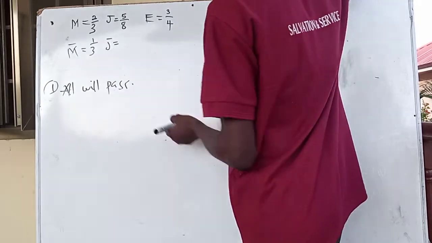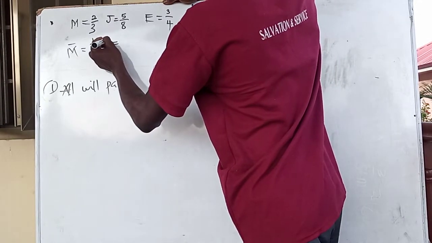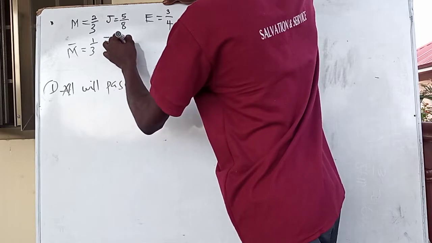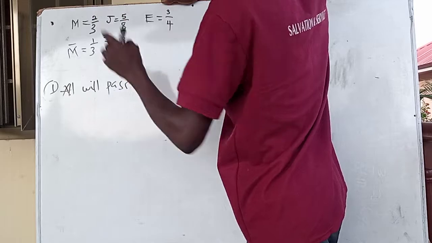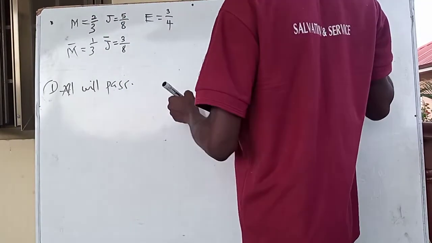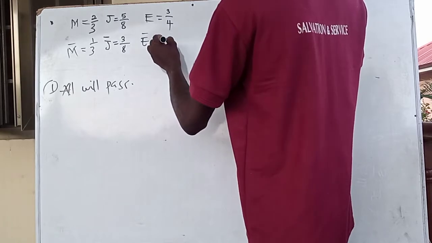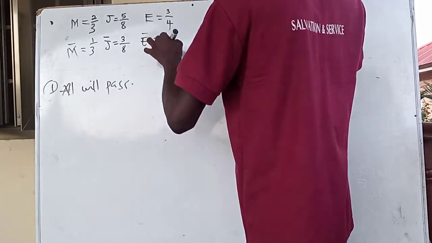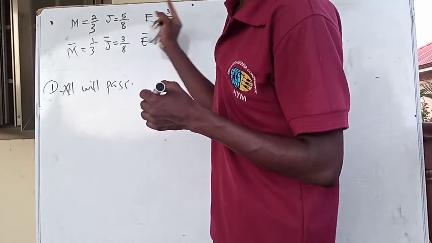John will not pass is 3/8, because if you add 3 to 5, you get 8/8, which is 1. And it satisfies our axiom of probability. Then Ernest not passing is 1/4. So we are done with passing and not passing.